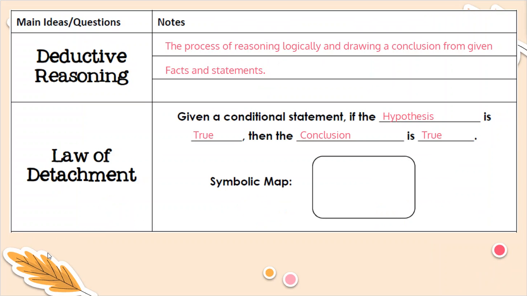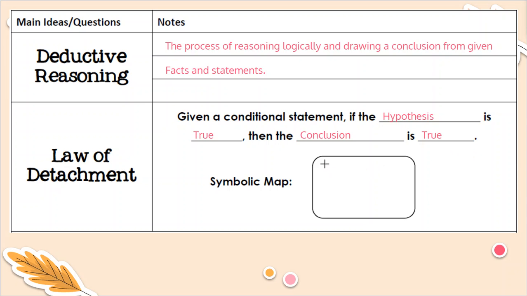Today, the type of logic we're going to be focusing on is deductive reasoning, or the process of reasoning logically and drawing a conclusion from facts and statements. Okay, so you have facts and statements, and from that you draw a conclusion. We're going to be looking at the law of detachment and syllogism. The law of detachment says that when you're given a conditional statement, your if P then Q statement, then if the hypothesis is true, then the conclusion is true.